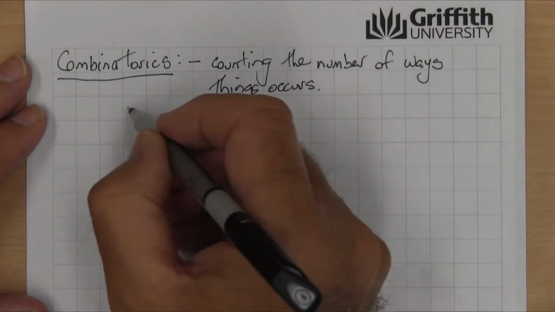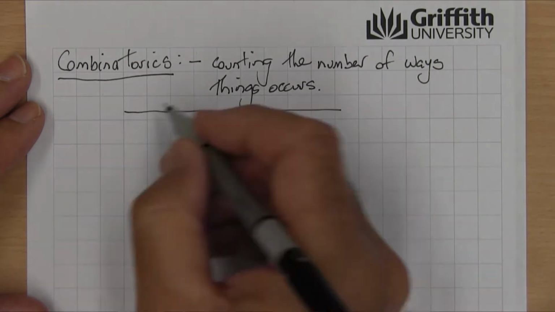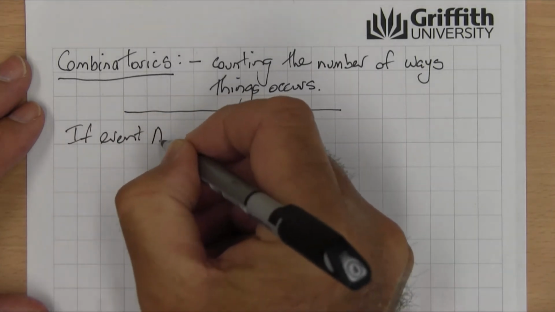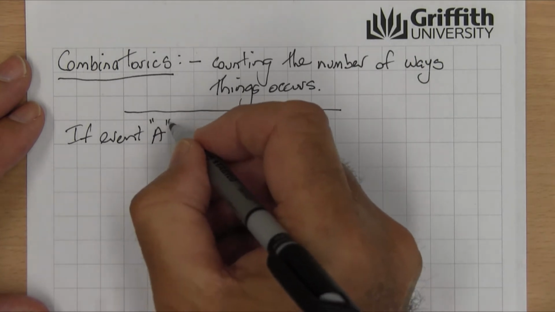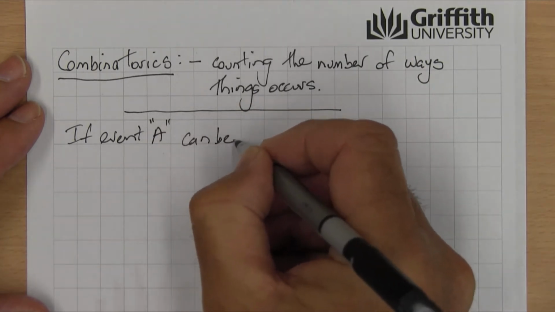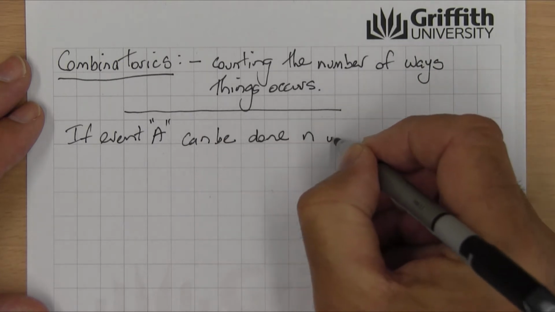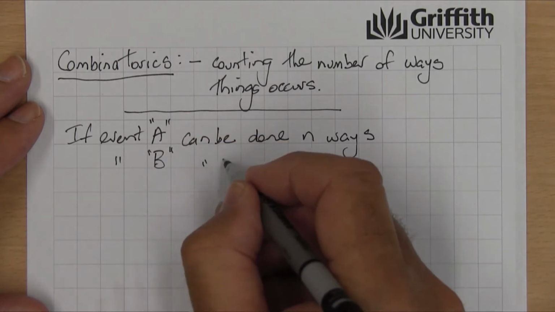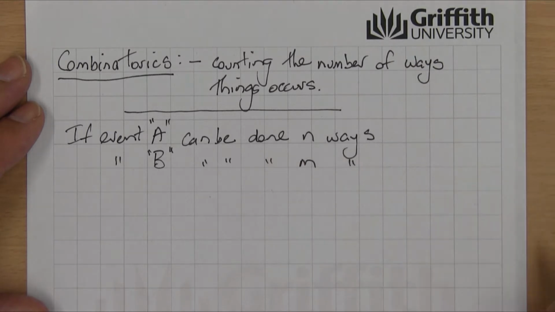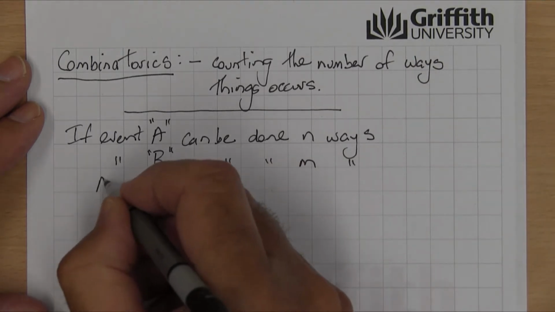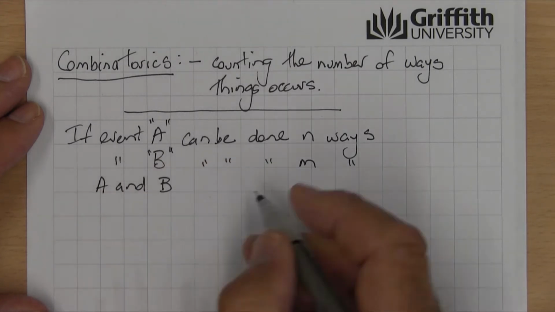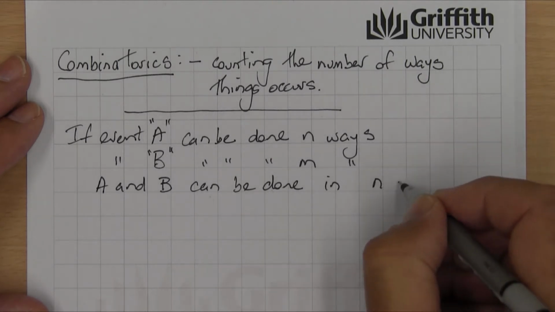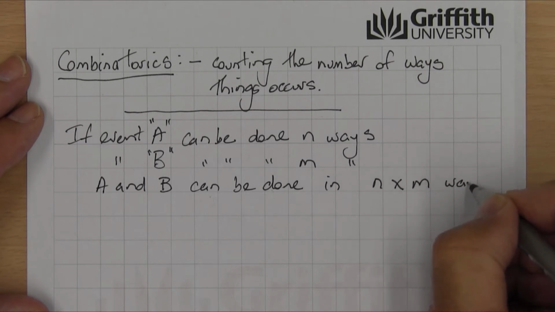So one of the basic rules of combinatorics is that if you have two events, A and B, and event A can be done in n ways, and you've got another event B which can be done in m ways, then A and B, these two events, can be done in n multiplied by m ways. We multiply the two together.